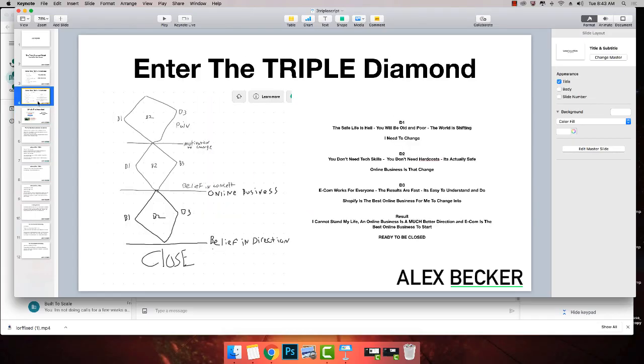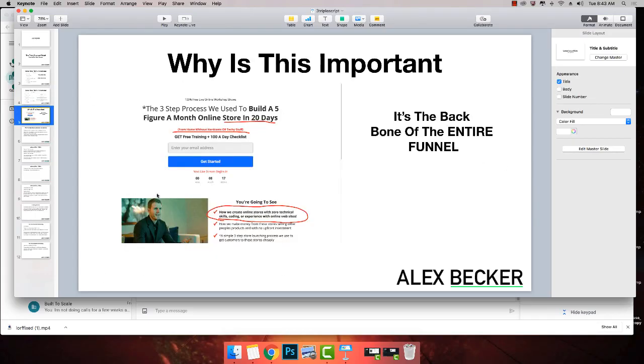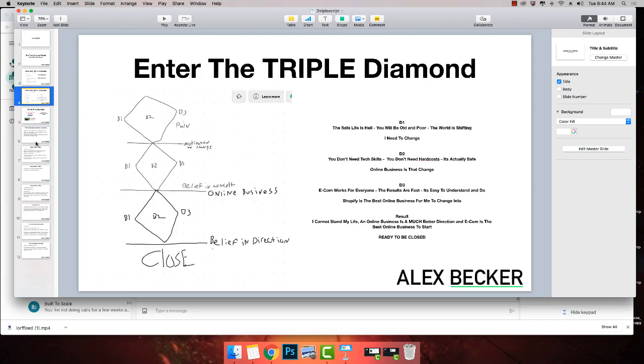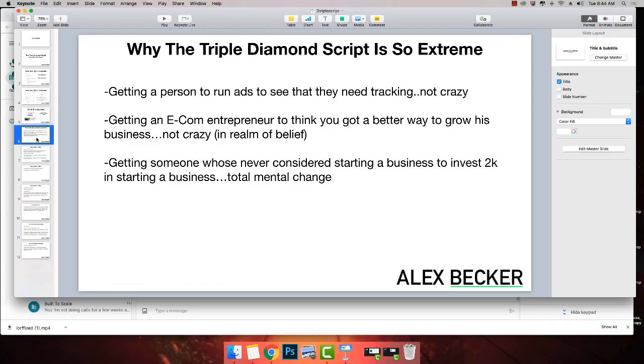And again, remember, the diamonds are so important because they track back through our entire funnel. We're going to be repeating these promises and using these points through the entire pitch. And the reason this script is going to be so extreme is that getting a person who runs ads to see that they need tracking is not crazy. If I'm working with a double diamond, it's not too hard to get someone who wants to run tracking.